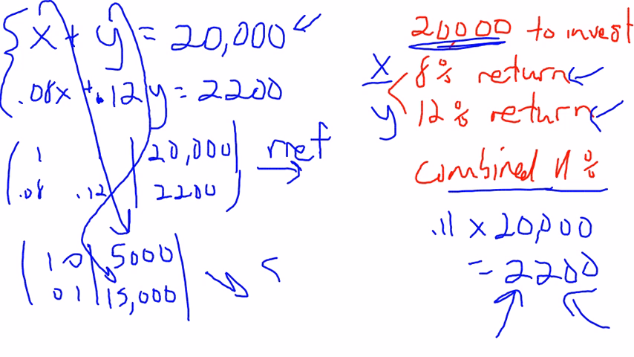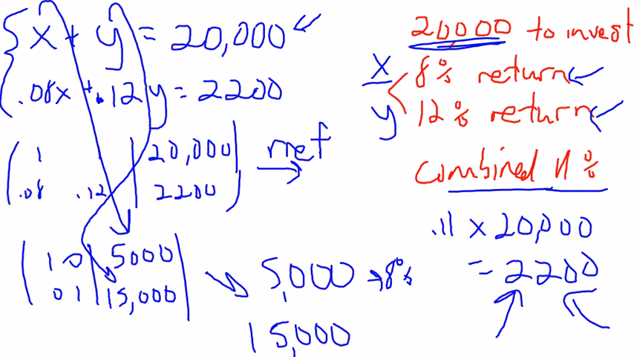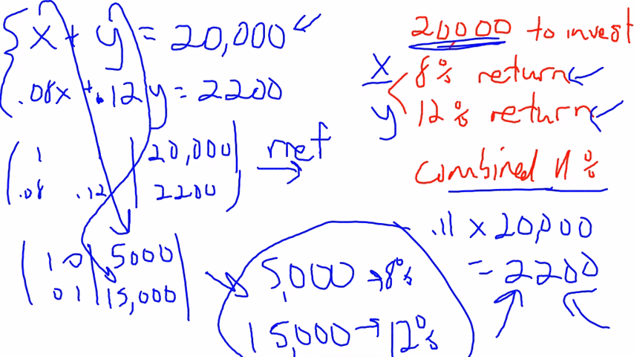So that tells me $5,000 into the 8%, and then $15,000 into the 12%. That's the total, and then notice they add up to the 20,000, good. And if you were to take the percentages and add them, it would add to that. That's that.